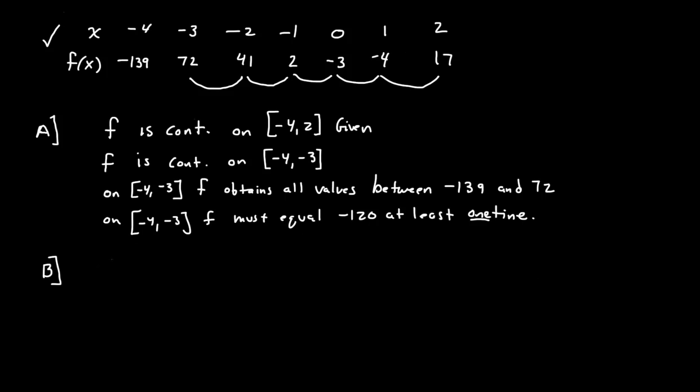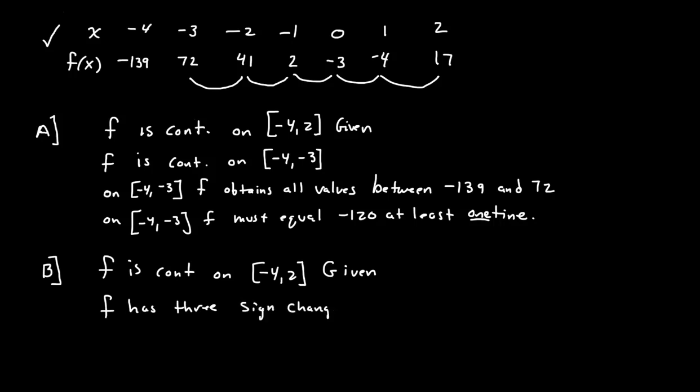In part B, it wants to know how many zeros there will be. f is continuous on [-4, 2] means that it's continuous for all values x from x = -4 to x = 2. And also I'm going to note that f has 3 sign changes, and therefore f must have at least 3 zeros.